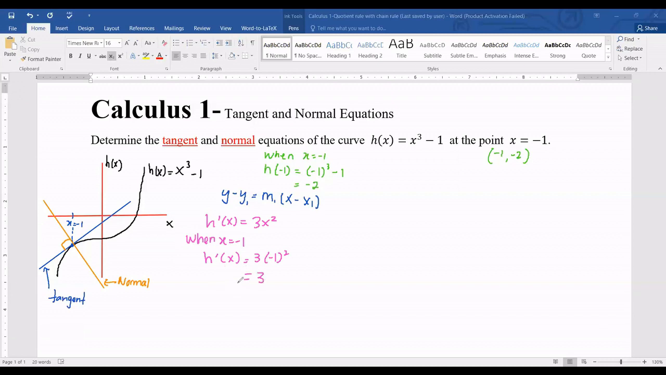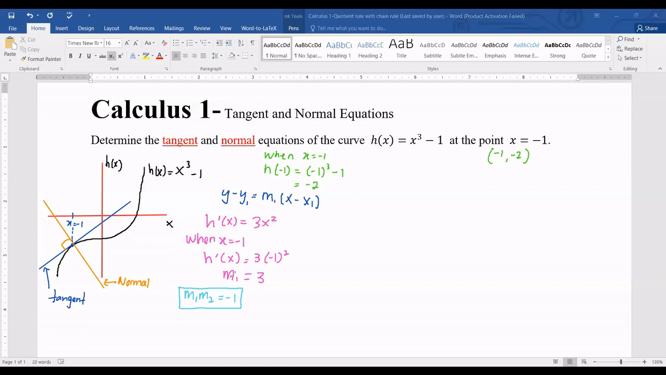Alright, now the gradient at the point when x equals minus 1 is 3. So this can also be initialized as m1. In order to determine the gradient of the normal line, we have to know the formula m1 times m2 equals minus 1. You need to remember this in order to find the gradient that is perpendicular.